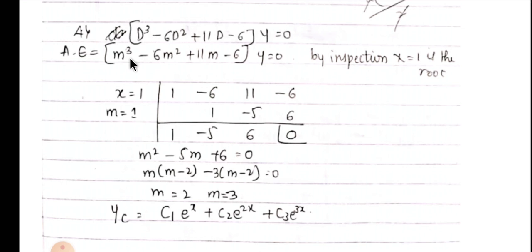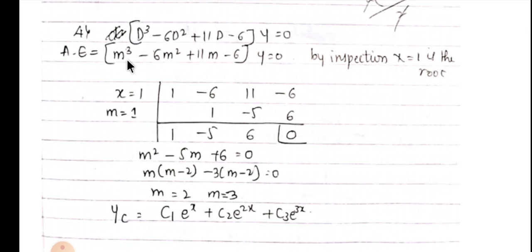First, we are going to write the auxiliary equation, that is m cube minus 6m square plus 11m minus 6 of y is equal to 0. Please substitute m or x is equal to 1 in that equation. Means in place of m I have to substitute 1. When I substitute 1, it must be equal to 0. If it is not equal to 0, then go for the next number, that is 2. If 2 is also not equal to 0, then 3.